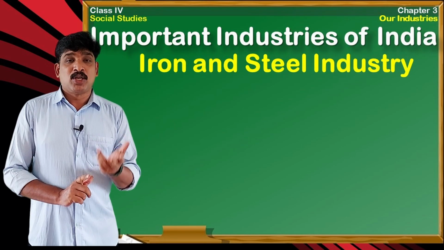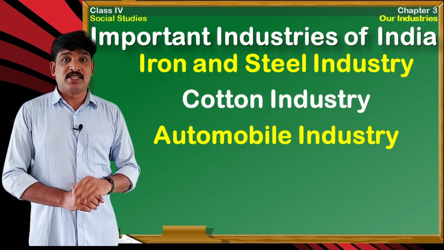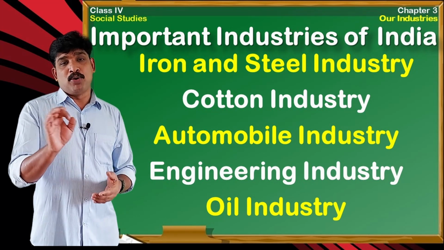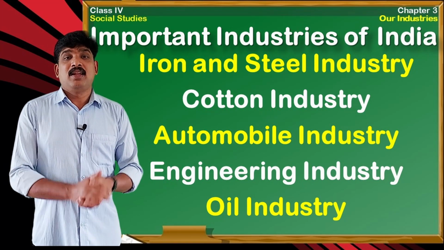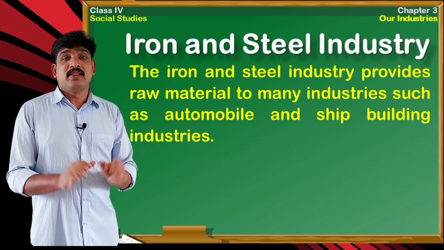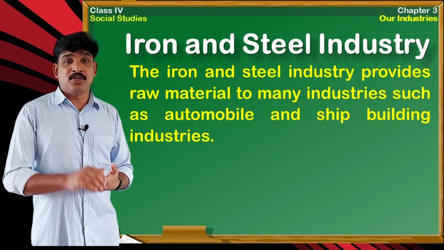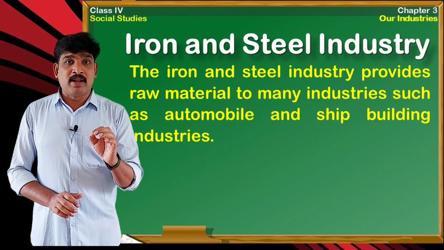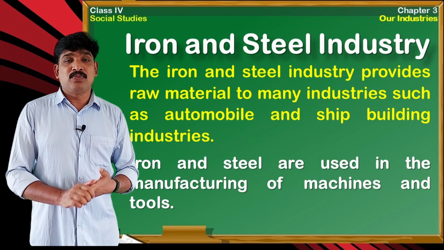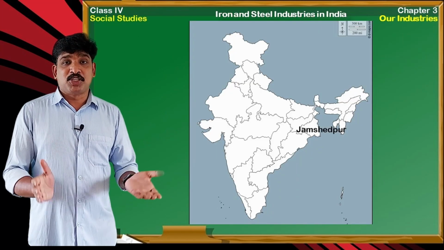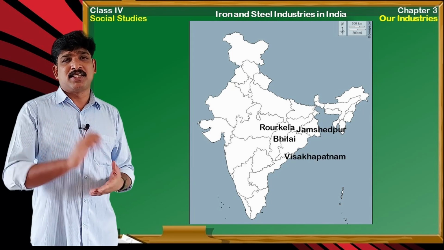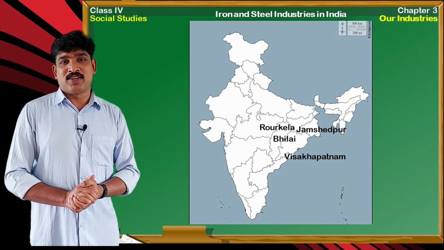Iron and steel industries, cotton industries, automobile industries, engineering industries and oil industries are some of the important industries of India. Let us learn more about them. Let's start with iron and steel industries. The iron and steel industry provides raw material to many industries such as automobile and shipbuilding industries. Iron and steel are used in the manufacturing of machines and tools. Jamshedpur, Bhilai, Rourkela and Visakhapatnam are some of the main centers of iron and steel industry in our country.